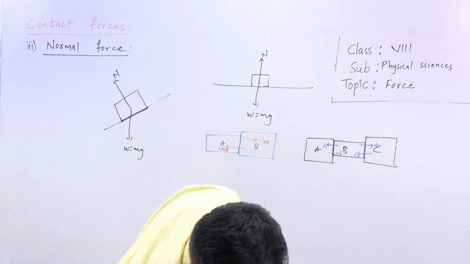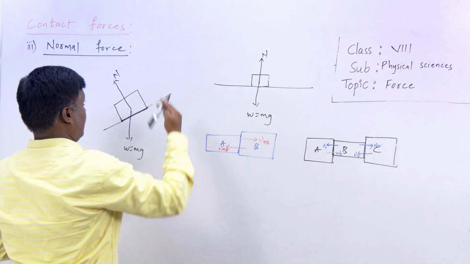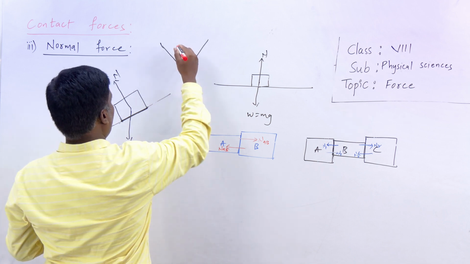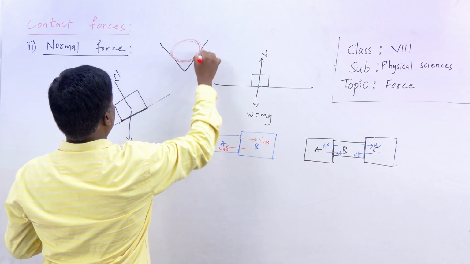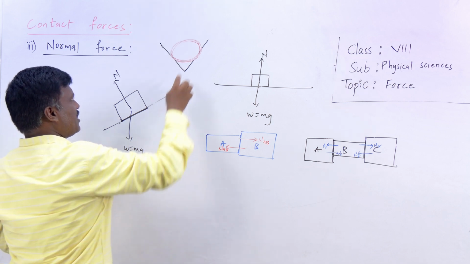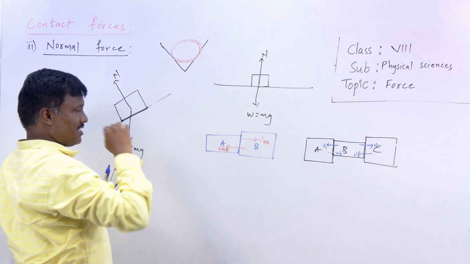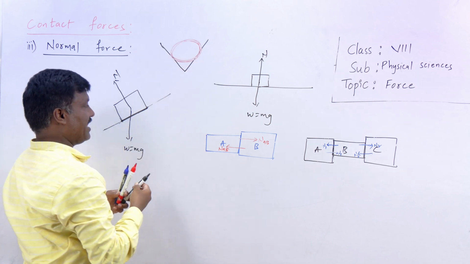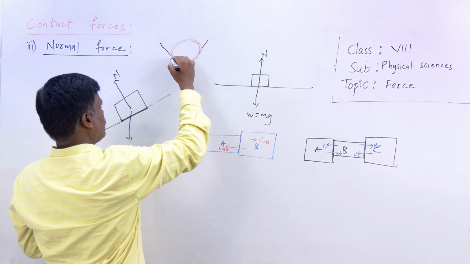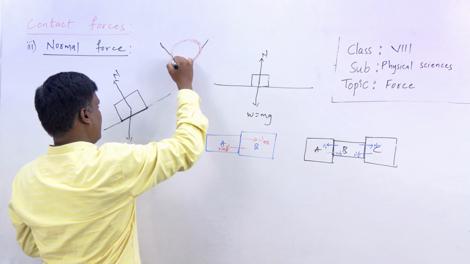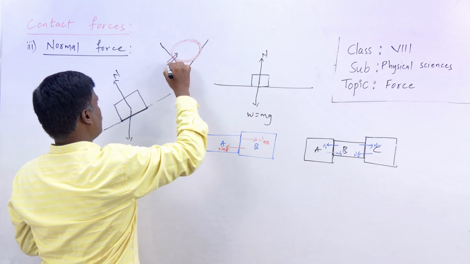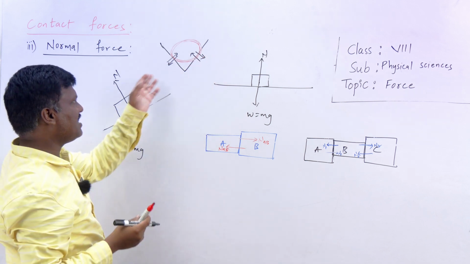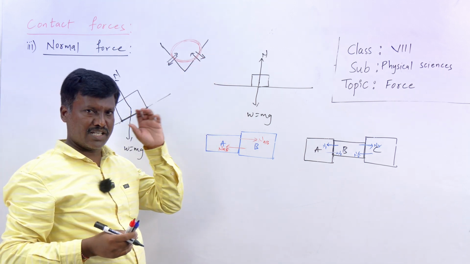For example, I draw a V-shaped groove this way. Then I place one ball, a spherical ball, in this. Here the ball is not in contact everywhere. That means every point is not in contact. Only certain points are in contact. So where can we expect the normal force? Here there is a contact, so here we can expect the normal force between the two. Here also we can expect normal force. Where there is a contact between two bodies, normal force comes into action.